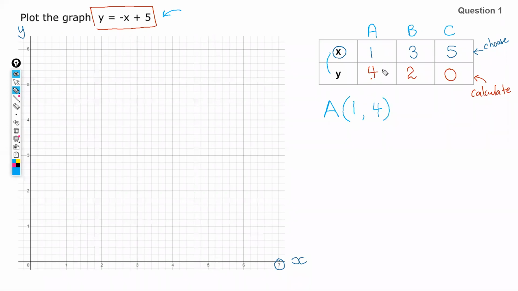This is the X, this is the Y. You write them horizontally with a little comma in between. The next point B will be what? 3, 2. You put what? The X value, comma, then the Y value. And the same thing goes for what? Point C. 5, 0. You put the X first and then the Y.